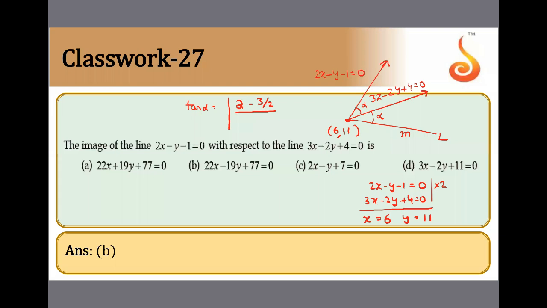The formula is m1 minus m2 upon 1 plus m1 m2. Just now we discussed m1 minus m2 upon 1 plus 2 into 3/2. This will give you 2 plus 3/2, which is 7/2, over 1 plus 3, which is 4. The 2s cancel. So we get the slope as 1/8. So tan alpha is 1/8. Now we calculate this.